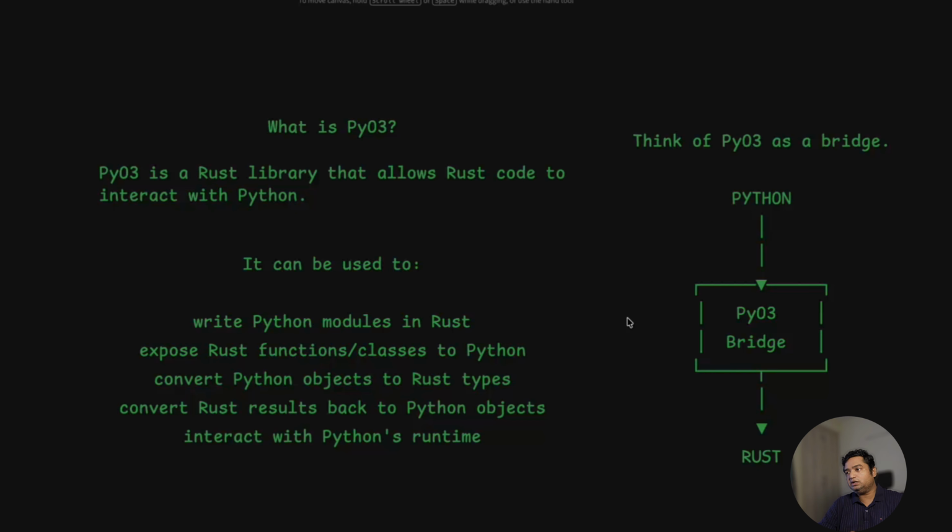It can be used to write Python modules in Rust. It exposes Rust functionality and classes to Python, so that when we write code in Python, it can use the Rust capabilities. It converts the Python object to the Rust type. When we write a Python object, it needs to interact with the Rust type. Then when the processing in Rust happens, it converts the Rust result back to the Python object. Now you can consider PyO3 as a bridge between Python and the Rust engine. Anything you write in Python, it makes understandable to Rust. Anything which comes out of Rust, it makes understandable to Python.